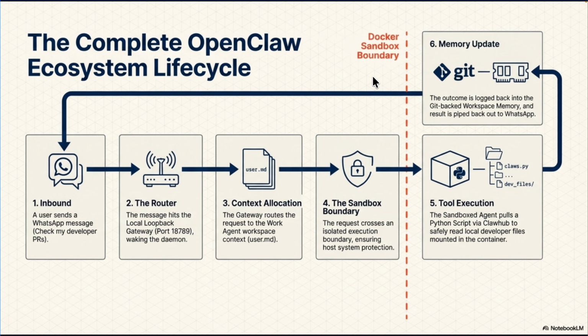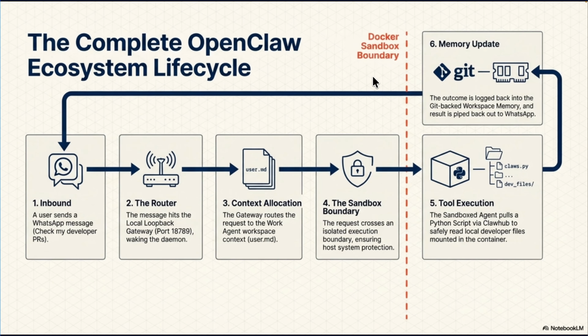The complete OpenClaw ecosystem lifecycle. Docker sandbox boundary, inbound: a user sends a WhatsApp message, check my developer PR. The router: the message hits the local loopback gateway on port 18789, waking the daemon. You have context allocation: the gateway routes the request to the work agent workspace context. The sandbox boundary: the request crosses an isolated execution boundary, ensuring host system protection.